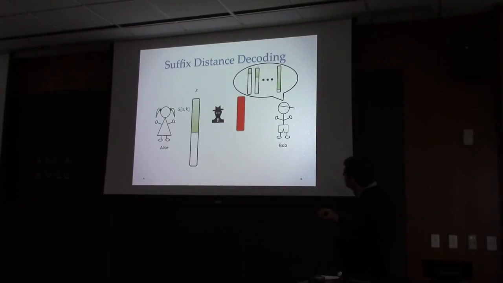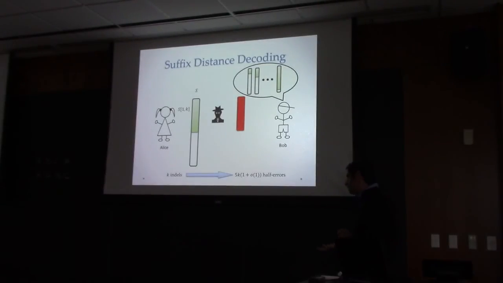The property I talked about on the last page was that all of these prefixes are actually far apart under some sort of distance. So a natural way of deciding where Alice is, is just finding the one here which has the closest distance to what Bob has received under that suffix distance.